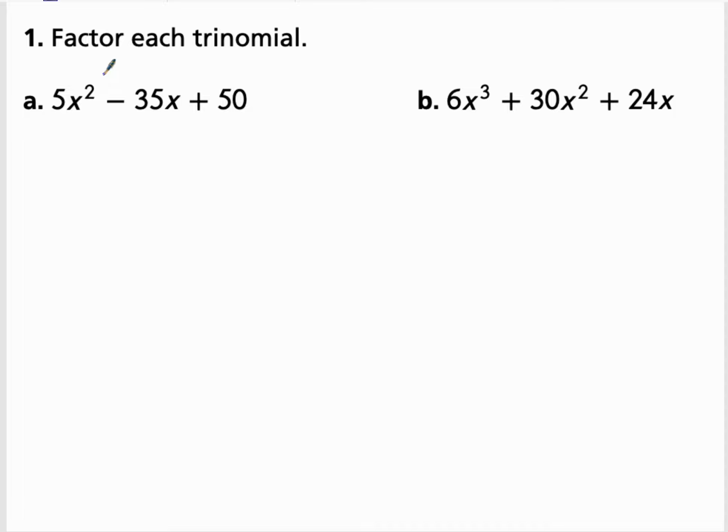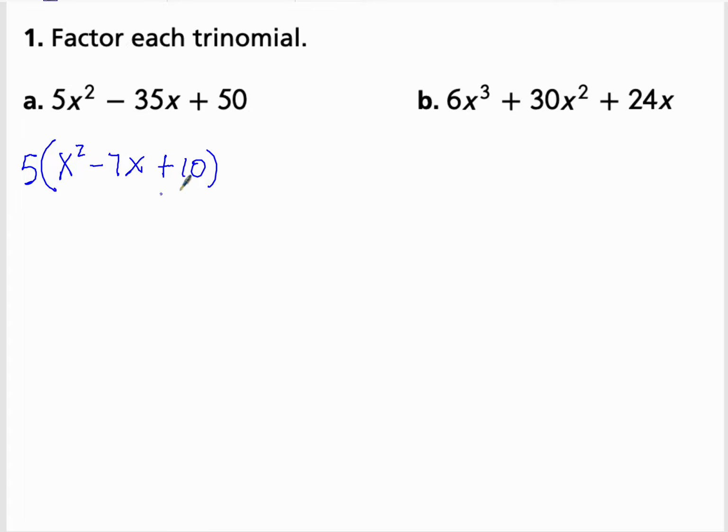Okay, here we go. So for this example, 5x squared plus minus 35x plus 50, what is the common term that we can factor out of each of those terms of the trinomial? Well, we can factor out a 5. So it's 5 times x squared minus 7x plus 10.